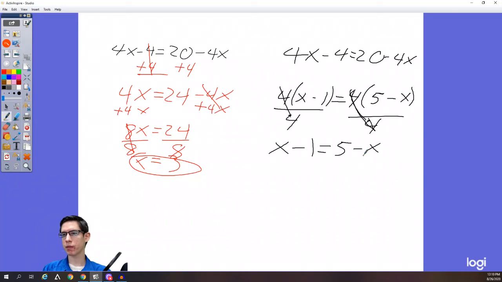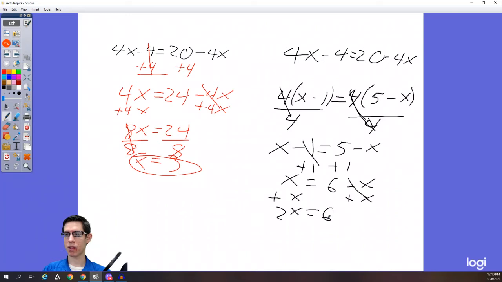And then from there, we follow the same rule we've already learned. We add 1, right? We add 1, and then we have x equals 6 minus x, and then we add an x to both sides, and we got 2x equals 6, and then, of course, we'll divide by 2. And both of these got us the same solution, right?